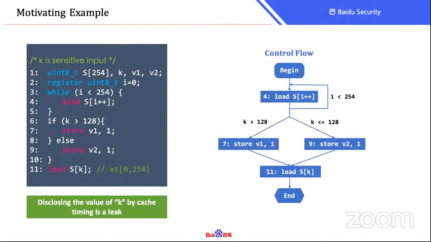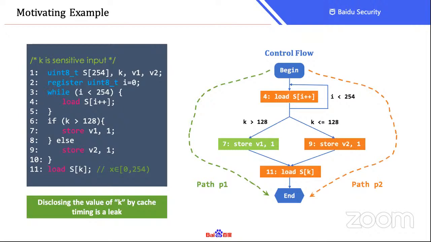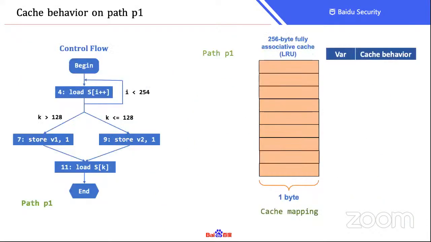On the right side, we have the control flow of this program. There are two program paths. We call the left one P1 and the right one P2. The only difference between them is the store instruction, where P1 stores V1 and P2 writes to V2. Next, we inspect the cache behavior of our two paths. Here we use a 256-byte fully associative cache with the LRU replacement policy. Each cache line has 1 byte, and there are 256 cache lines in total.